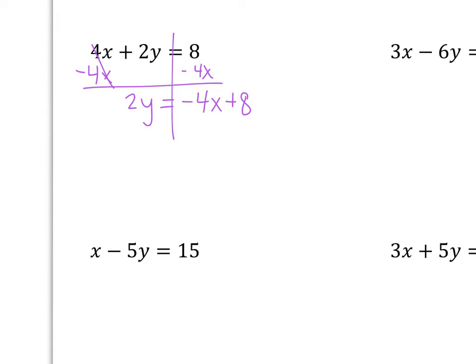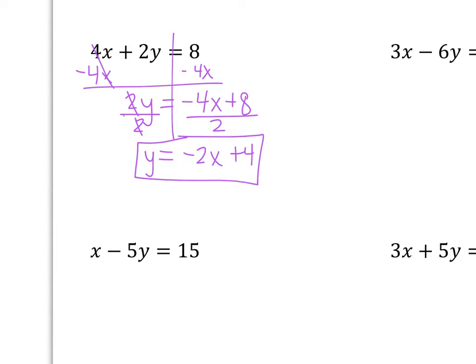Now here's where, again, we want to make sure y is by itself. So right now it's being multiplied by 2. So I'll go ahead and divide by 2, and that means the entire right side of the equation, every term, also gets divided by 2. So here I just get y equals, and then on the right-hand side, negative 4x divided by 2 is negative 2x, and then 8 divided by 2 is 4. So I get y equals negative 2x plus 4 for that slope-intercept form right there.